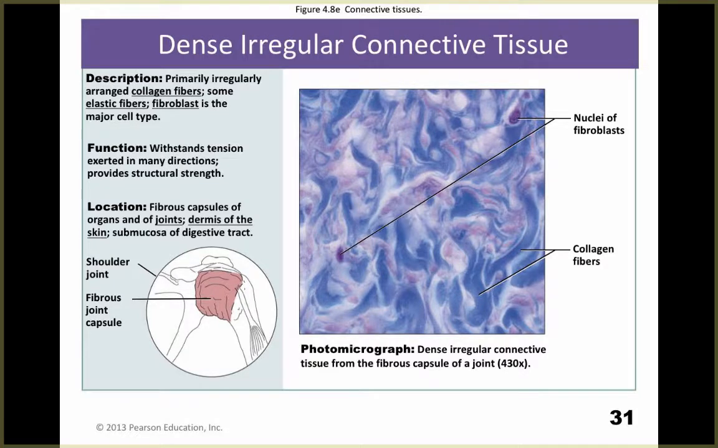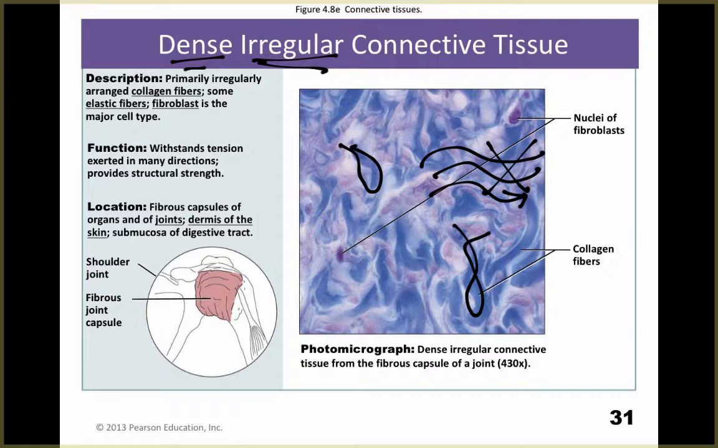Dense irregular. So you can see that all of this stuff is everywhere. Do you see how it doesn't have a nice shape where everything's going in one direction, right? So that's what makes it irregular here. And you don't see a lot of that open clear space. Here, they're primarily made up of collagen fibers, but again, they do have some elastic fibers. Their main cell type is a fibroblast again, and you can find them in the fibrous capsule of joints and the dermis of the skin.